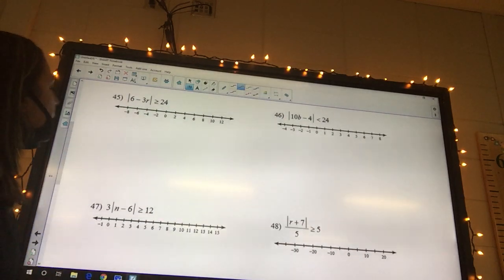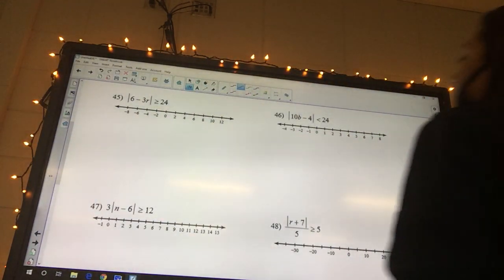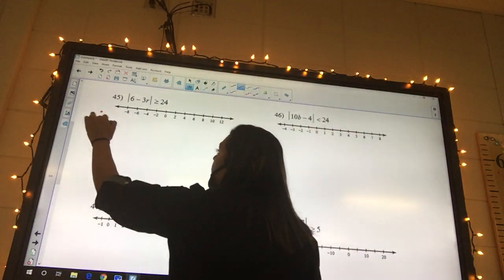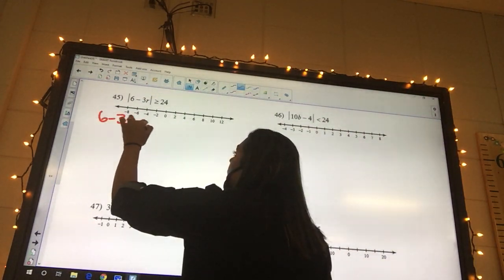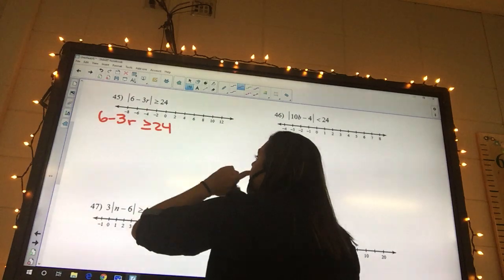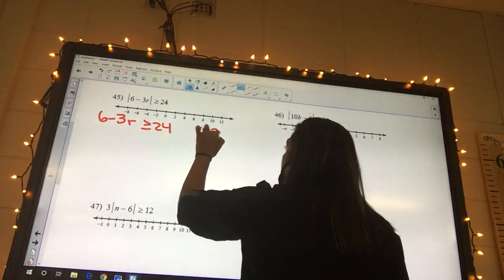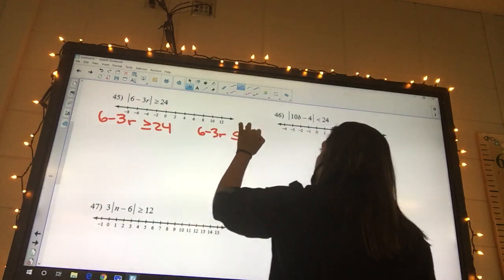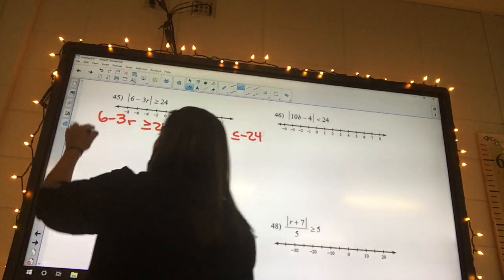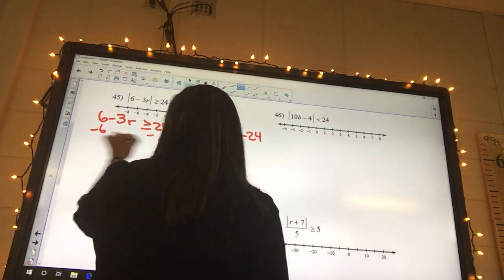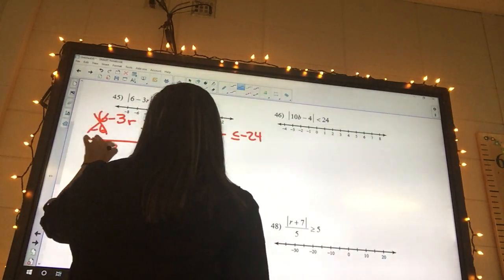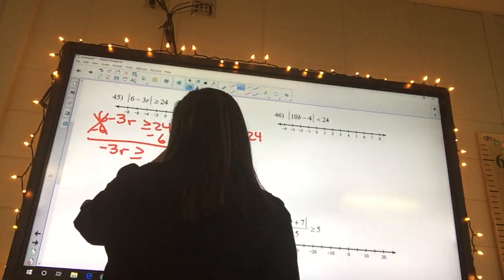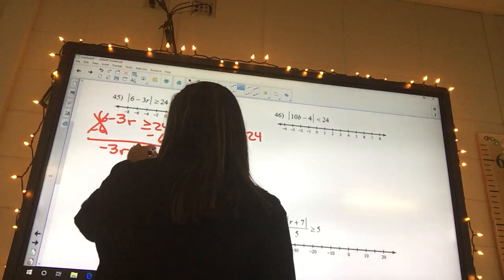So, look at 45. Is the absolute value all by itself? Yeah, so we can write it how many times? Twice. 6 minus 3r, with the sign 24. What should the other one be? 6 minus 3r, with the sign split, negative 24. Perfect. Okay, so I got minus 6, minus 6. Negative 3r is greater than 18.